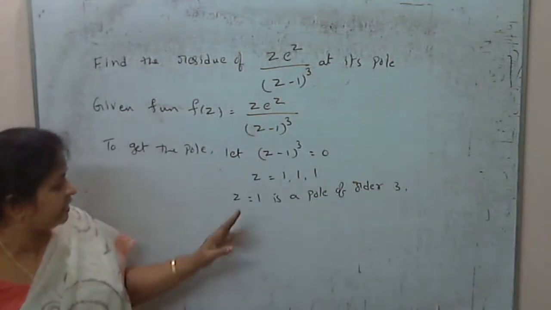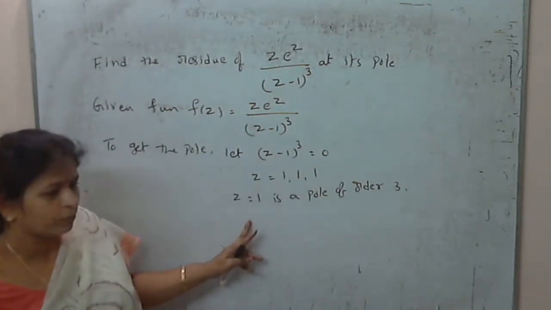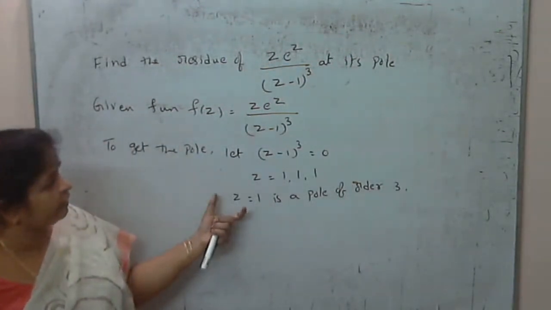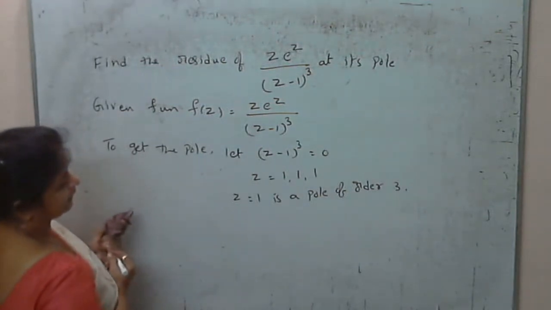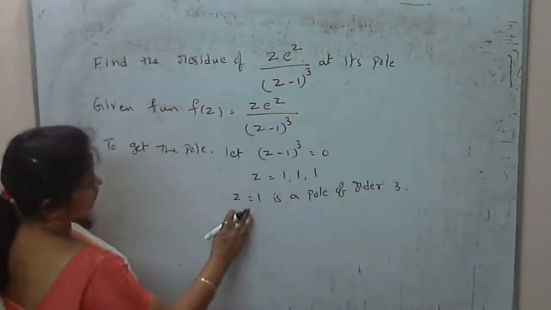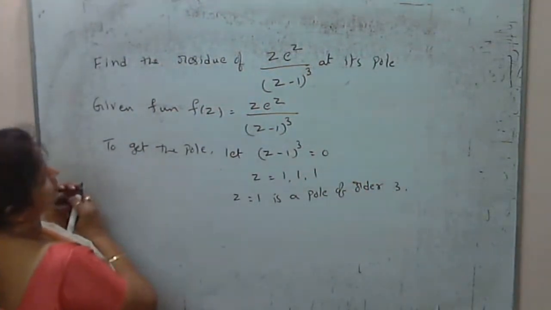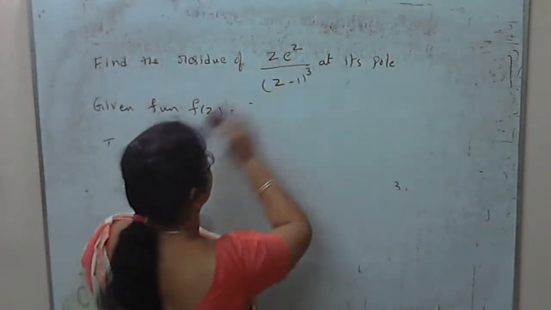Now we have to find the residue at this pole. There is only one pole, but it is of order 3. Now we have to find the residue. So z equal to 1 is a pole. So a equal to 1, m equal to 3.